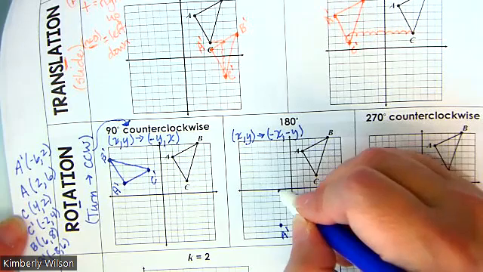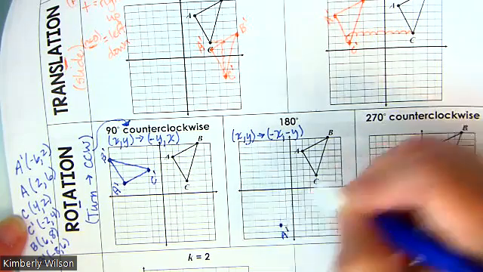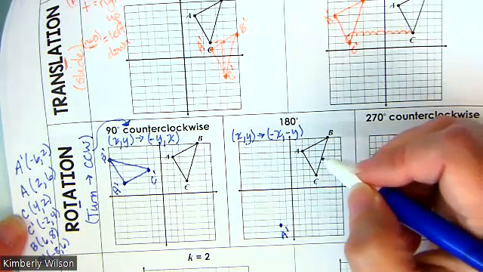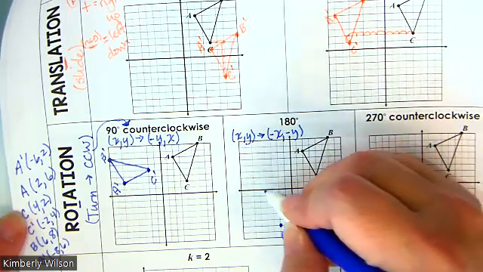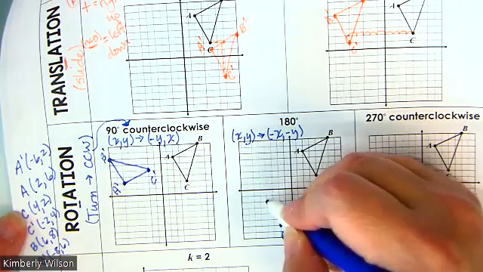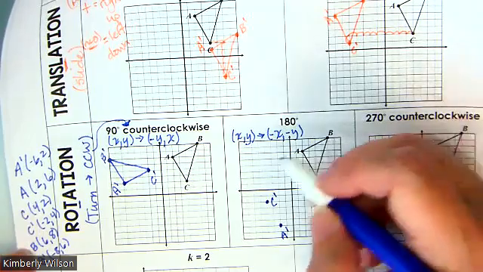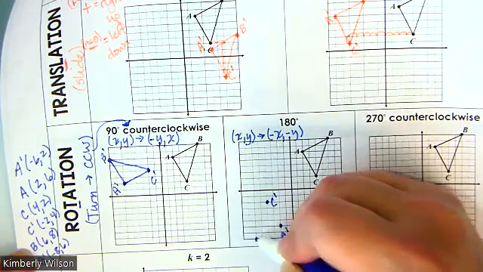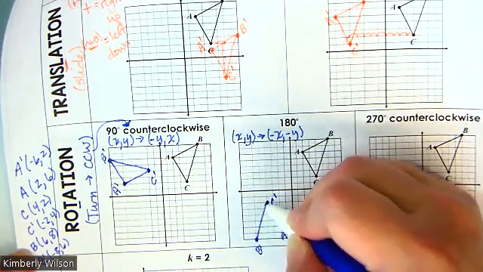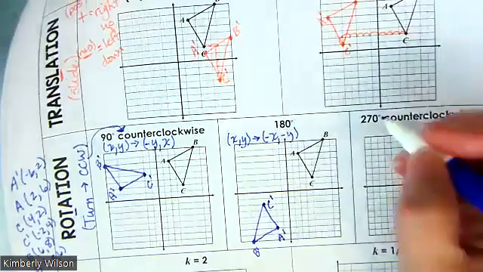C is at -2, no. Oh, sorry, -4. This is -4. That's why I was throwing it off. -2. I was looking at the image. So B is -6, -8. It's down here. That went a whole lot quicker. Thank goodness. Okay. 270.